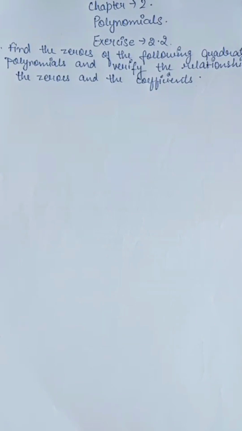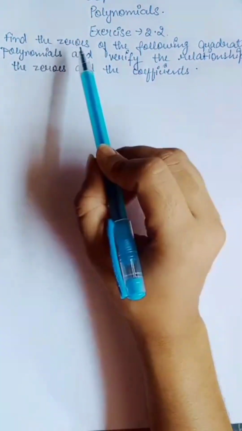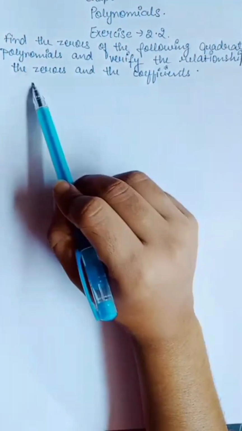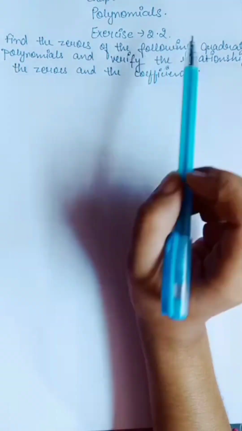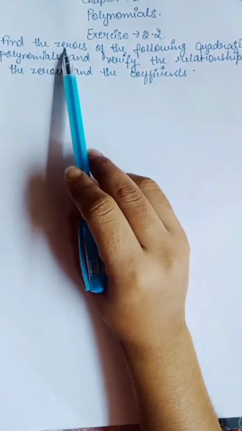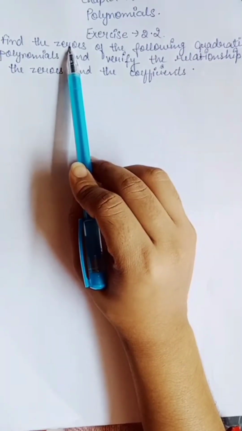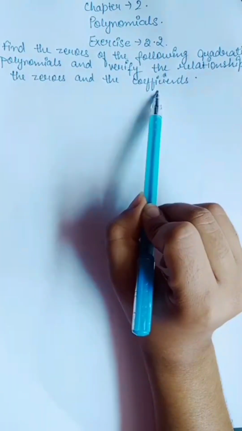So today we will start with exercise 2.2 of chapter number 2, polynomials. Look at the first question. What does the first question say? Find the zeros of the following quadratic polynomials and verify the relationship between the zeros and the coefficients. So what we'll have to do is that we have some quadratic polynomials. For each polynomial we have to find the zeros, and once we find the zeros, we also have to verify the relationship between the zeros and the coefficients.